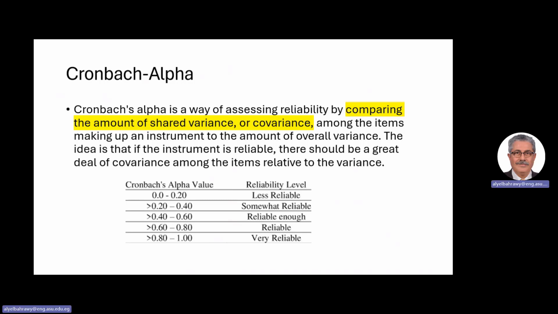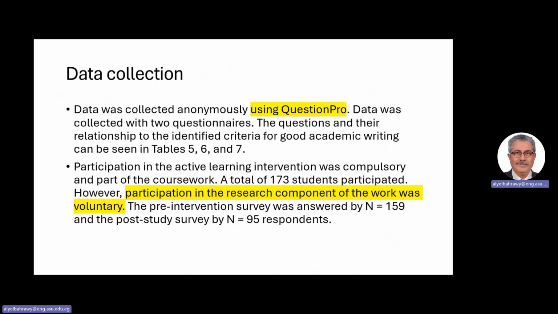And this is the table showing the relation between the value of the Cronbach alpha and the reliability level. As you can see, from 0 to 0.2, less reliable; more than 0.8 to 1, very reliable. Data collection using Question Pro.